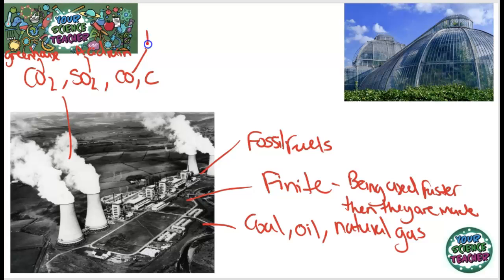And carbon monoxide is a toxic, poisonous gas. It's sometimes called the silent killer because you can't smell it. And there are carbon particulates, which cause global dimming. This just means that it gets a lot darker, and it's not nice to breathe in carbon as it's carcinogenic, meaning that it can cause cancer.